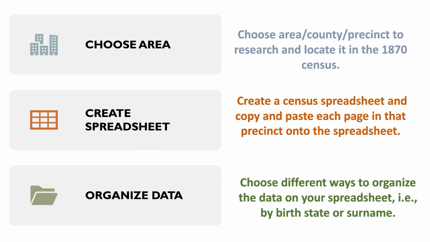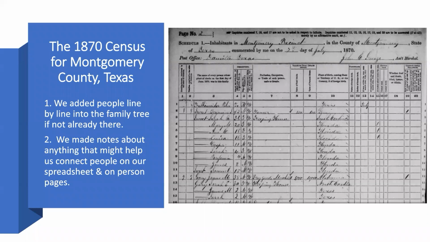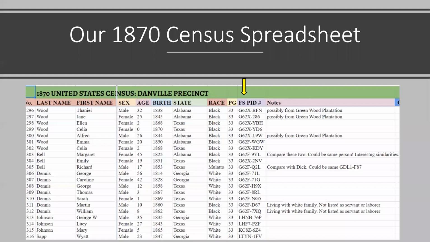We created a spreadsheet for the 1870 census where we copied and pasted each page from that precinct, which allowed us to organize the data and order it in different ways. So here's what the actual 1870 census looks like. We added the people line by line to the family tree, and then we made notes on FamilySearch and on the spreadsheet about any connections or possible connections. Here's our spreadsheet, an example of how we did that.